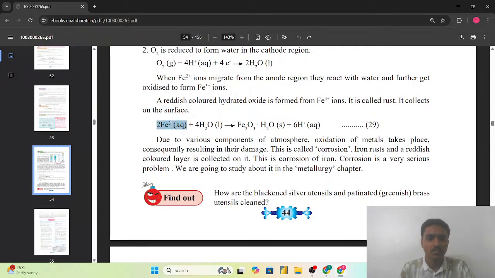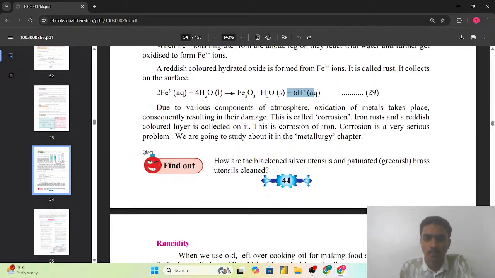So Fe3+, the ferric ion, when it reacts with four molecules of H2O, water, leads to the formation of Fe2O3, the ferric oxide, dot H2O. That is, one compound combines with the water molecule and gives off six hydrogen atoms. Due to various components of the atmosphere, oxidation of metals takes place, consequently resulting in their damage.